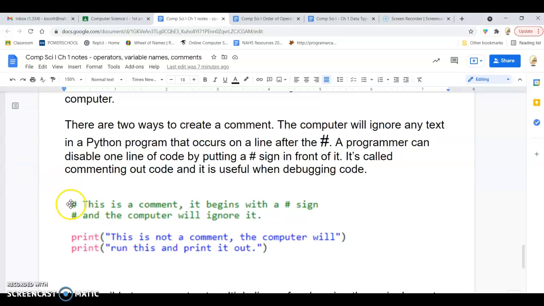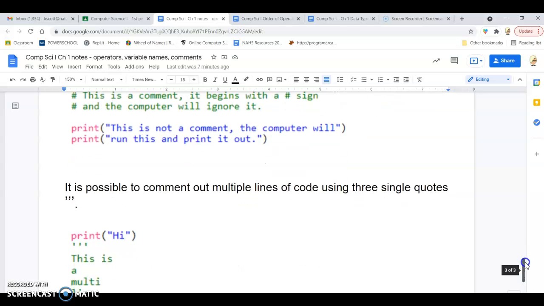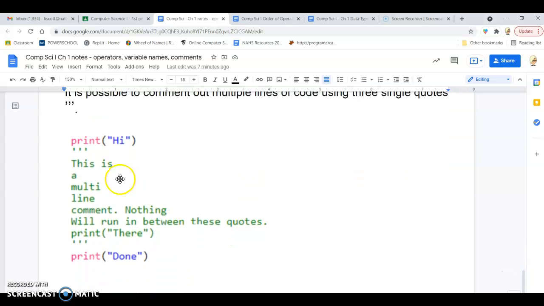So anything with a hashtag at the beginning, Python will ignore anything on that line after the hashtag. There are a couple of examples there. And then you can also comment multiple lines of code. What you see here in green is all a comment. It starts with the 3 apostrophes, just 3 single quotes, and then it ends with 3 single quotes. So you can tell this print hi is a line that Python would actually read. Python would ignore everything between this set of triple quotes and this set of triple quotes, and then it would print done.